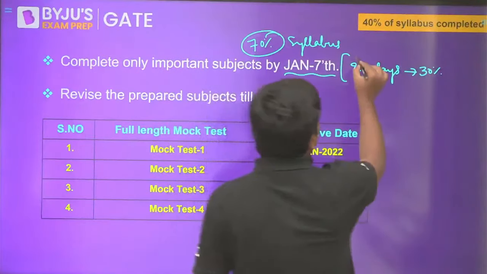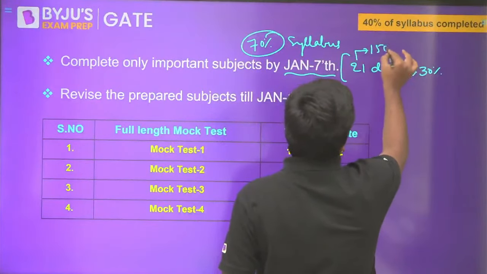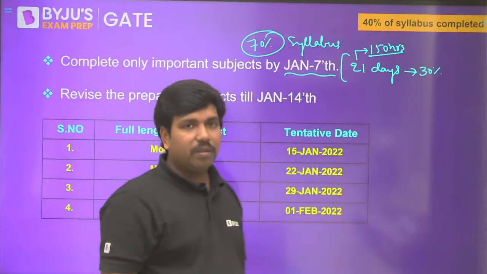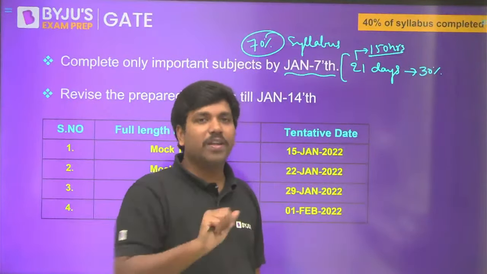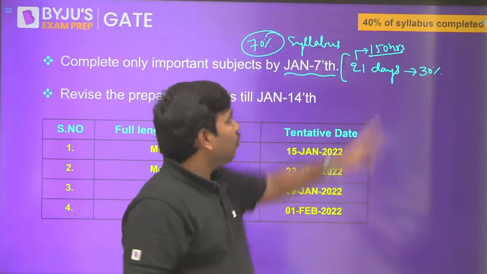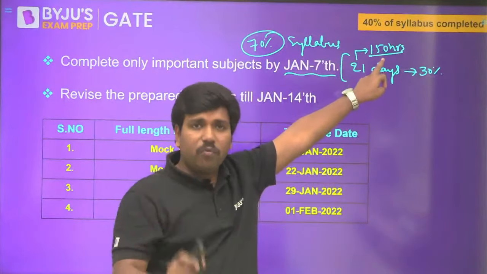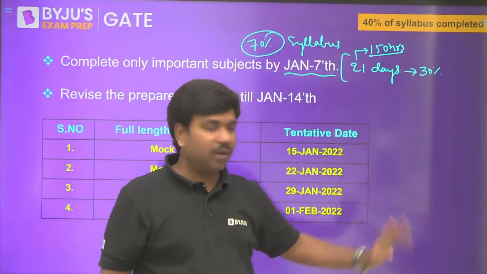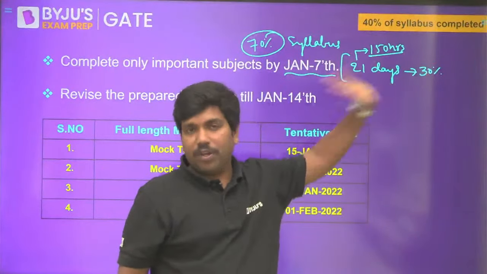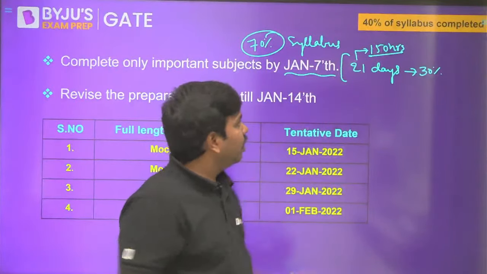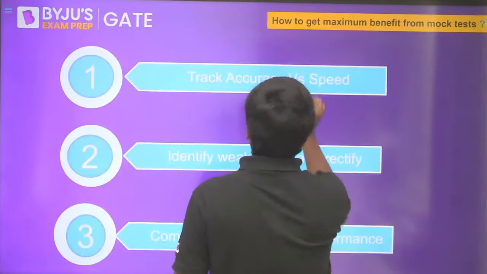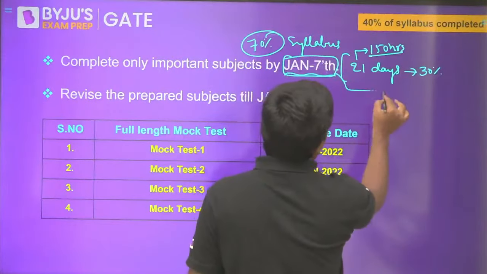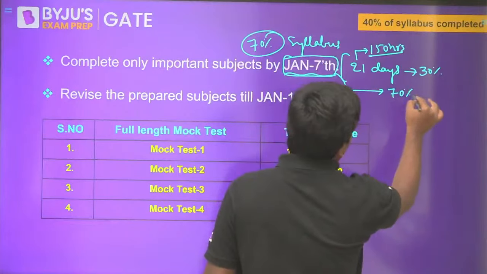So 150 hours. Don't go for the revision right now because you have not finished your syllabus, right? So without completing the syllabus of a subject, how will you revise that subject? It's not possible, right? So 150 hours of sessions. Fully focus on at least 2 to 3 important subjects which will contribute 30%. Finished. Clear? So by the end of January 7th, I'm very sure you might be ready with 70% of the syllabus.